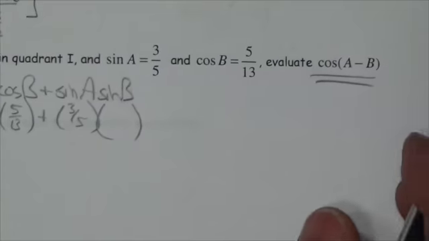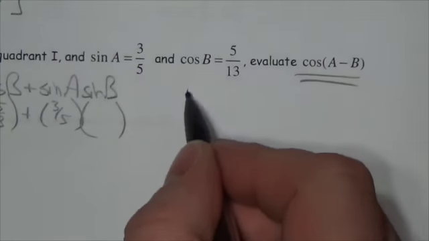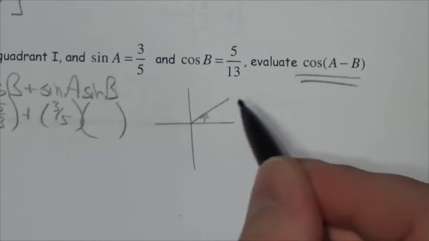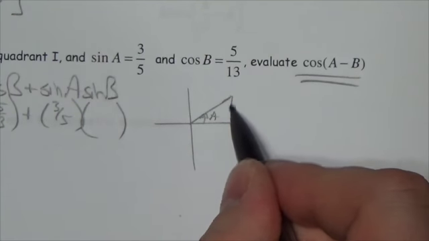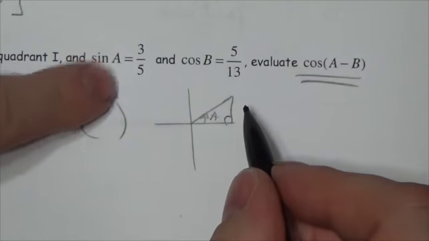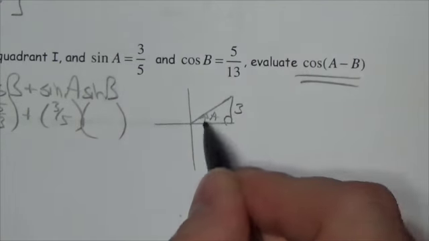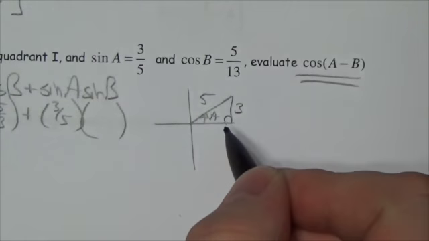So this is where I come over here, and I'm going to draw these things out. Okay, so I know that A is in the first quadrant, and I know that the sine of A is 3/5. Now think about sine of A. I know that that is equal to the opposite side, or the y-coordinate, over the hypotenuse.